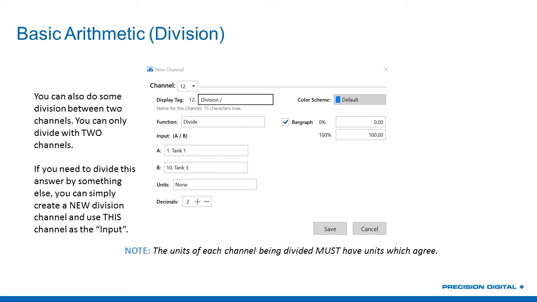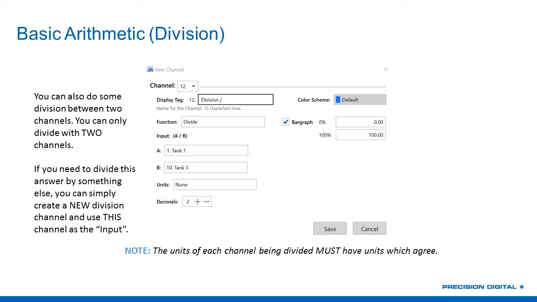And pay close attention to the order of operations. It's A divided by B. So you just want to make sure that you're actually dividing the right numbers together, because whatever your value A is, we're dividing by whatever your value B is going to be, not the other way around. And again, just like with addition or any math function, really, the units of each channel that you're multiplying, adding, or dividing together have to agree. In this particular example, my units are none, so that agrees, right?